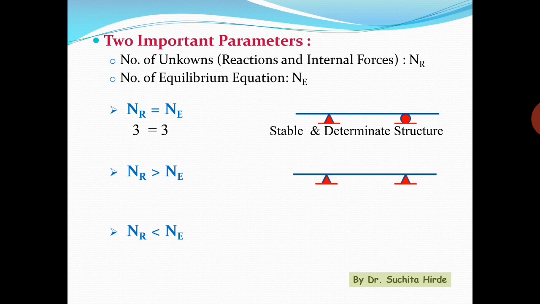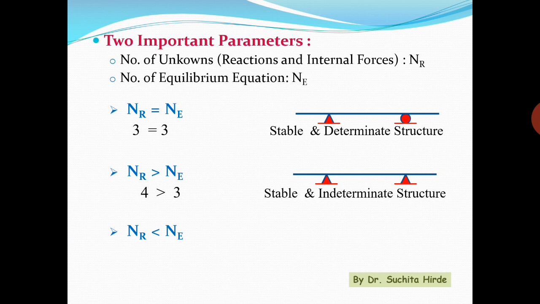In the second case, the number of reactions is more than the number of equations. Now in this case we have two supports, both hinge. So the total number of reactions is 2 plus 2, 2 at each hinge support. So total 4 reactions and equations are 3. So 4 is greater than 3. So this is also a stable structure, but here there is one additional reaction available which is not required for the stability, and therefore it is called an indeterminate structure because the number of equations is not sufficient to calculate all the reactions.